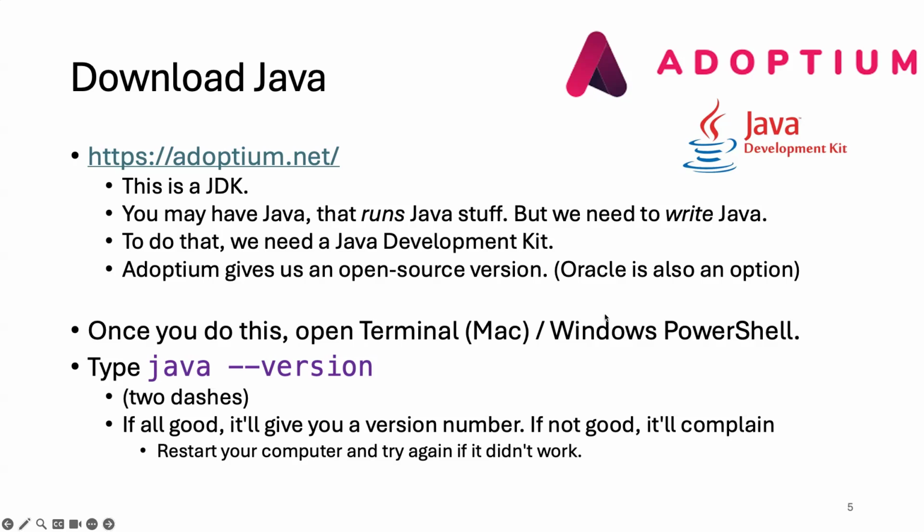So the first step is go to the website called Adoptium. This is something that's called a JDK. You may have Java on your computer that runs things, but we need an additional piece of software to actually write in Java. So Adoptium, that's the open source option. So first step is to do that. And then once you do that, if you have a Mac, I can open, so I do command space.